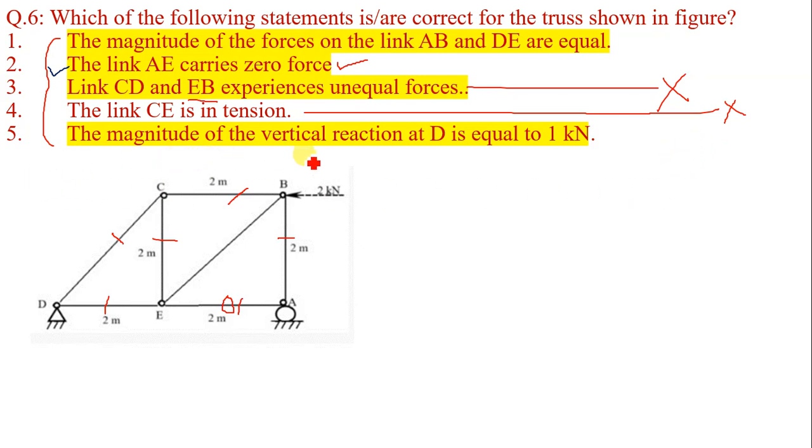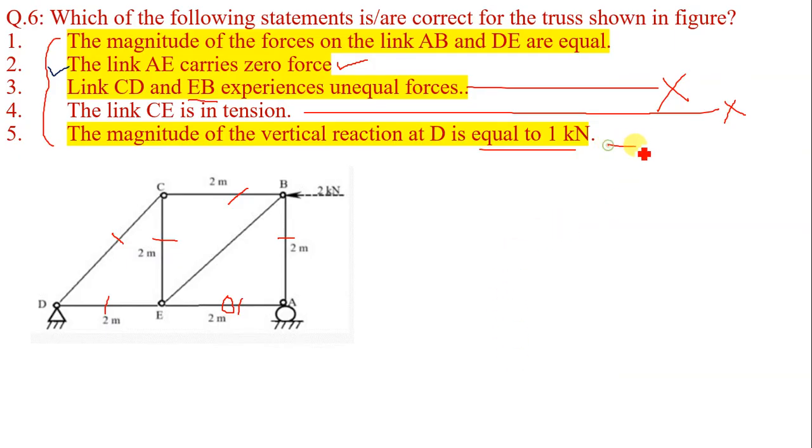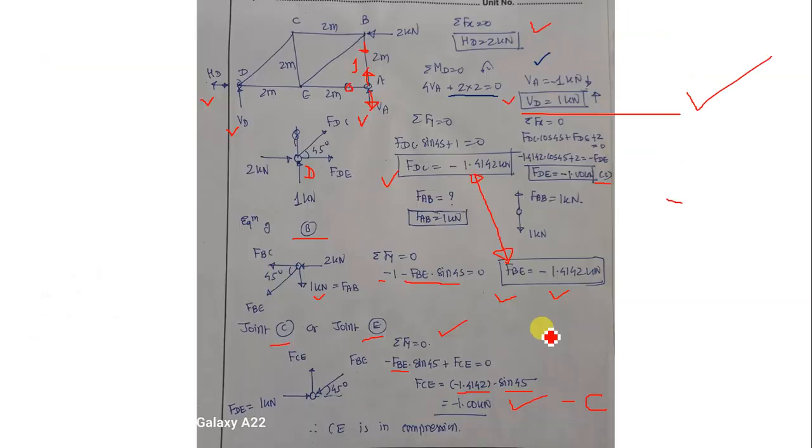Now, the magnitude of the vertical reaction at D is equal to 1 kilonewton. That we have calculated. Vertical reaction at D is equal to 1 kilonewton. Therefore, this statement is correct. Now, only one statement we have to verify. The magnitude of the forces on link AB and DE. AB and DE are equal. Let us check.